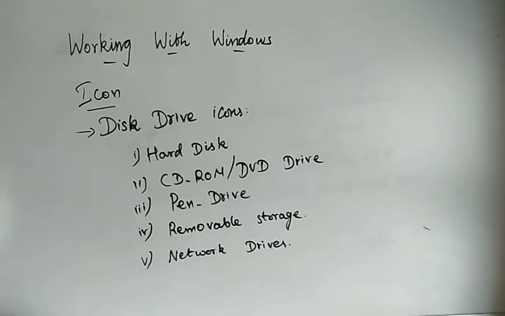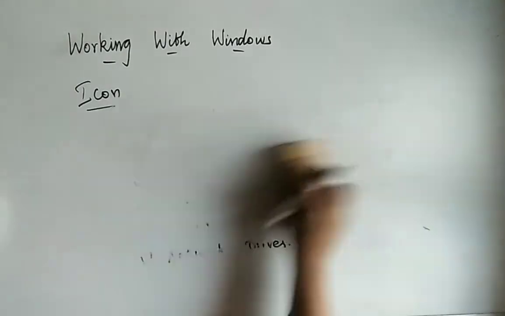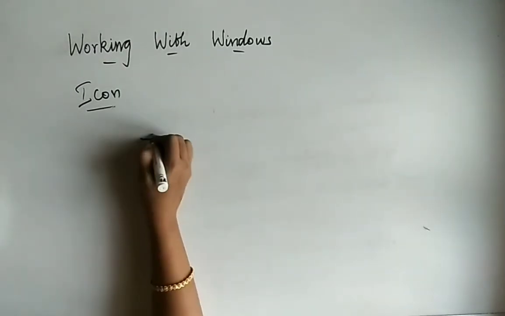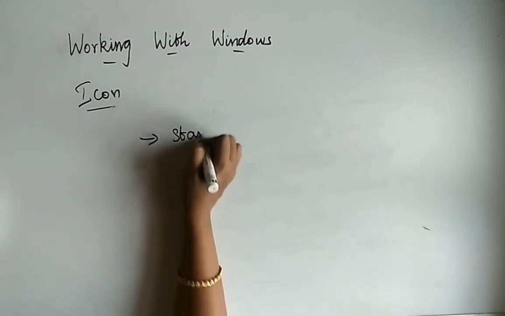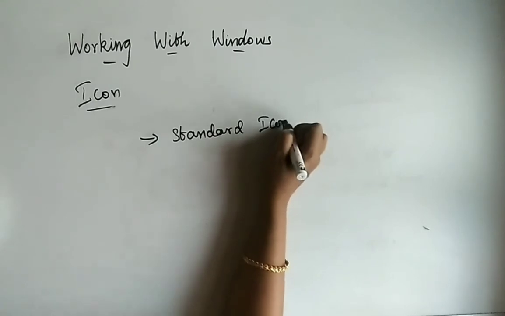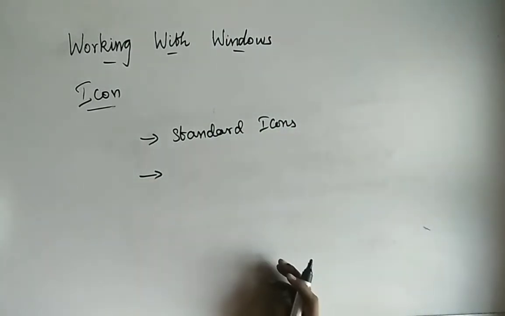So just now we finished discussing the icon types. What are the icon types we have finished by now? The first one is your standard icon. These will be available during the Windows operating system installation time. For example, you can have My Computer, Documents, and the next one, your Recycle Bin.